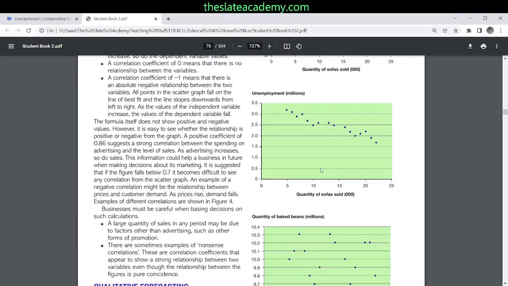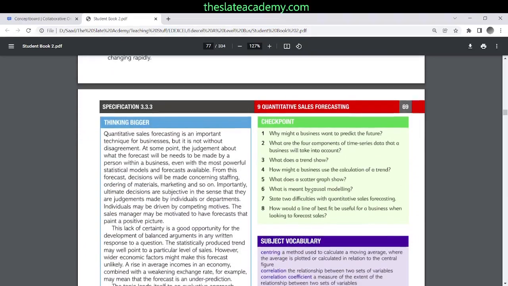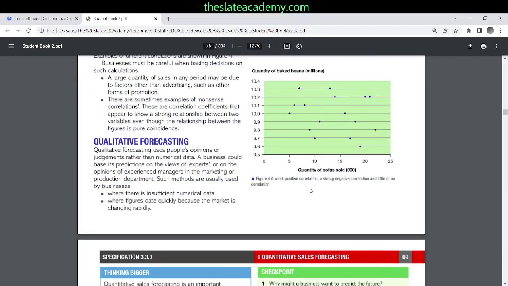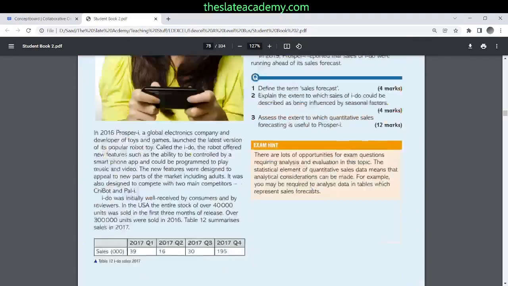Here you have got no relation at all between the quantity of baked beans sold or bought and the quantities of sofas sold. There is no correlation. You can even tell from the graph, like all over the place. Yes, that's what I've just told you. I don't think you need a graph for that.